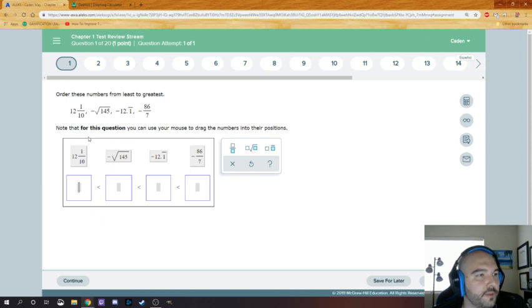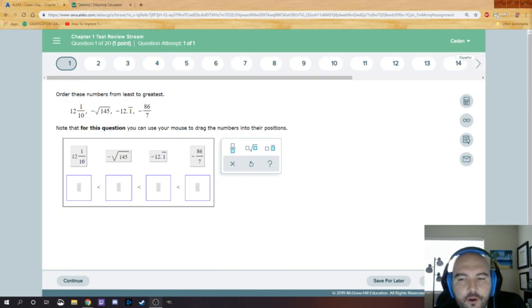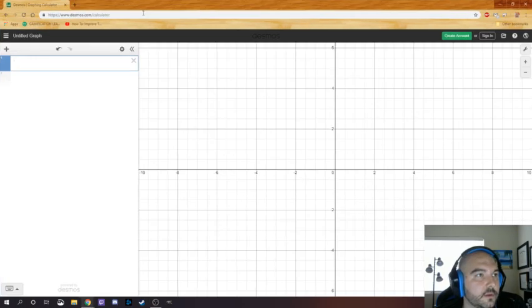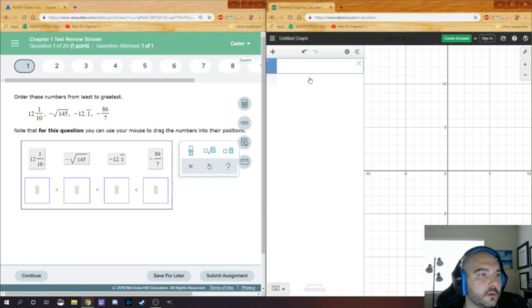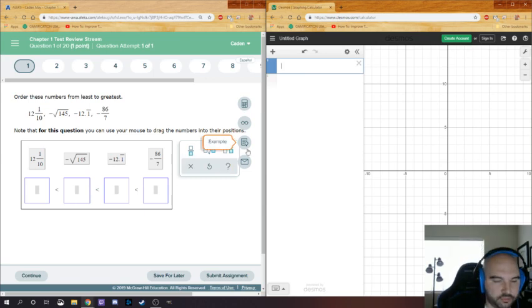Alright, this problem says put the numbers from least to greatest. The way you want to approach that is just use the calculator. You see, the issue is they're not all in the, what do you call it, decimal format here. So let's put them in decimal format. You know what I mean? Desmos. Alright, so just go for it.